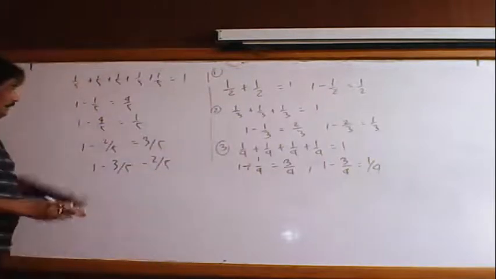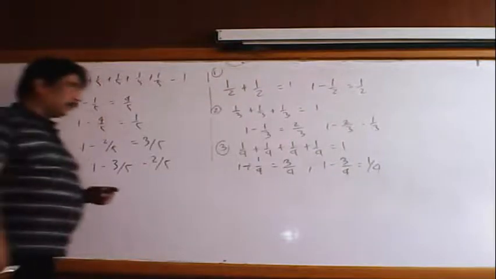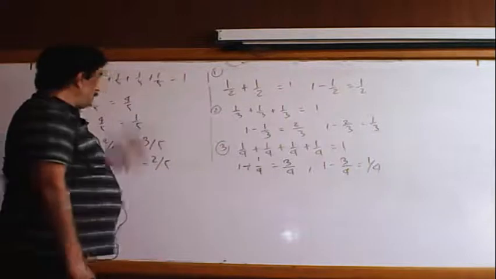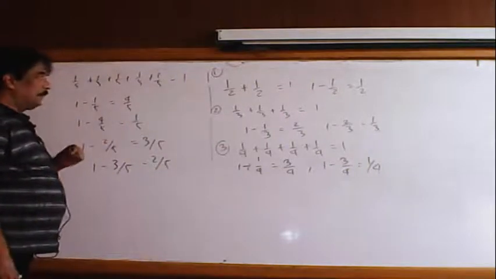So first of all, deal with this. 2 times half equal to 1. 3 times 1 by 3 equal to 1. 4 times 1 by 4 equal to 1. 5 times 1 by 5 equal to 1. Similarly, 6 times 1 by 6 equal to 1. Now, second thing.